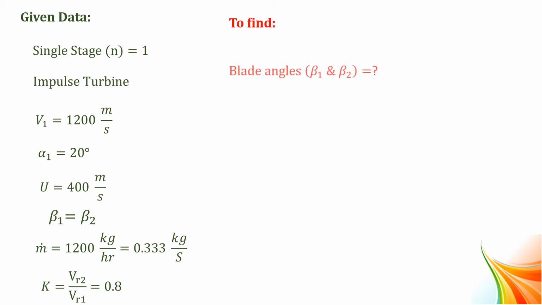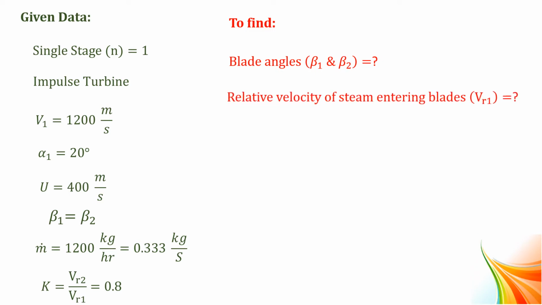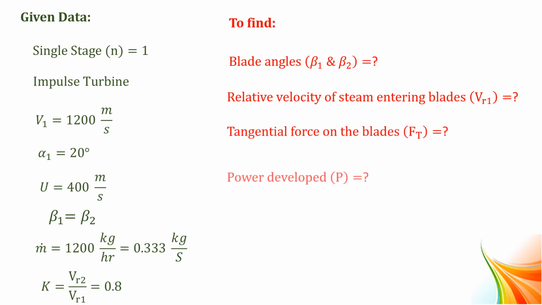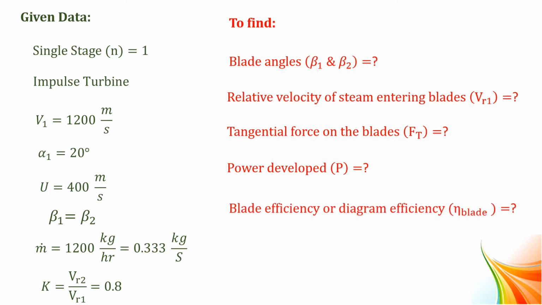Now we have to find out the blade angles beta 1 and beta 2, relative velocity of steam entering the blades VR1, tangential force on the blades Ft, power developed P, blade efficiency or diagram efficiency eta blade.